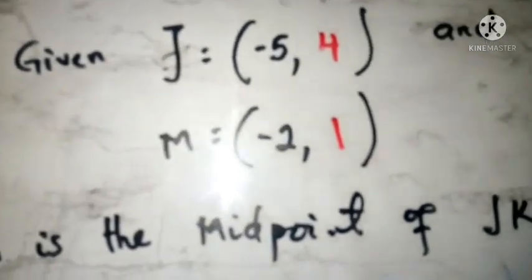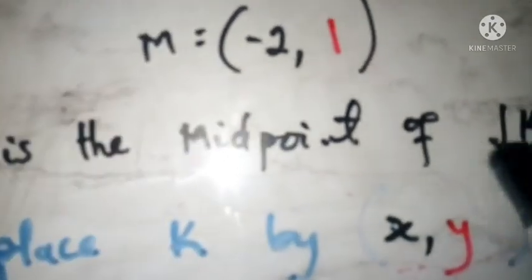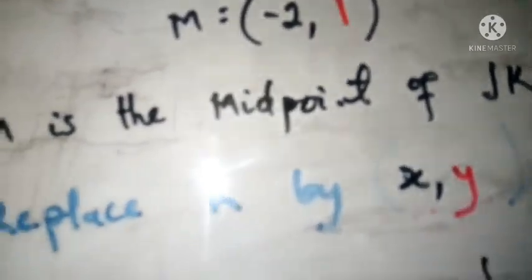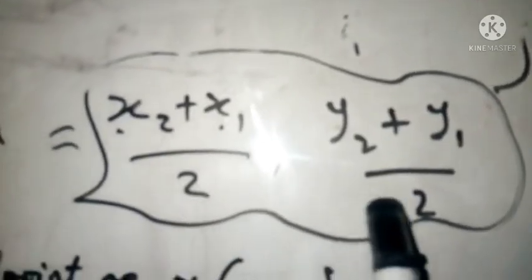From the question, we are told that the midpoint of J and K is M, right? So M is the midpoint of J and K. What do you know about the midpoint? We know that the midpoint of two different points is given by this definition here, and I've already explained this.